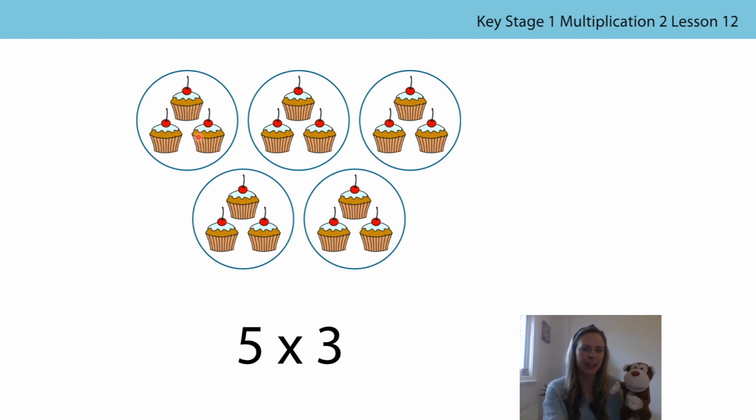We've got 1 three, 2 threes, 3 threes, 4 threes, 5 threes. Well done, Bongo, you are correct. There are 5 threes. And remember, we can write this as 5 times 3. Pause the video and explain to somebody at home what each number in the multiplication expression represents. Bongo says that the 5 represents the number of groups. Well done, Bongo. And the 3 represents the number of cupcakes in each group.